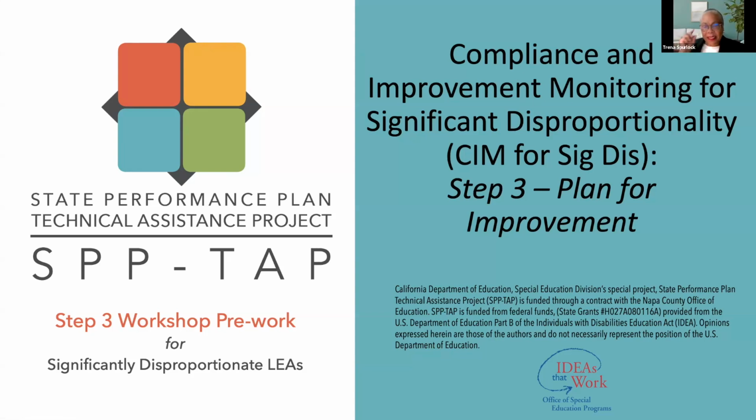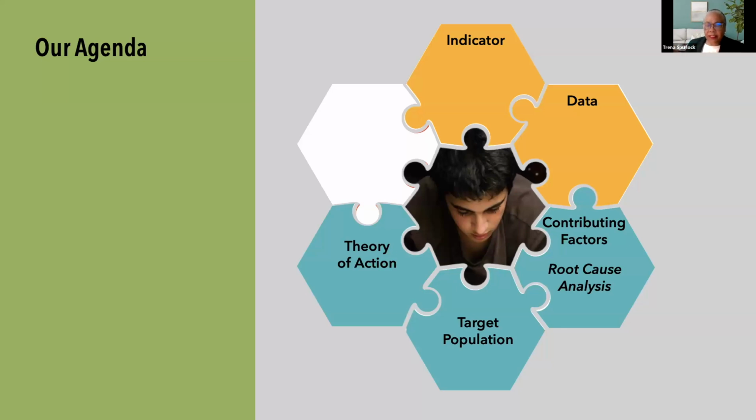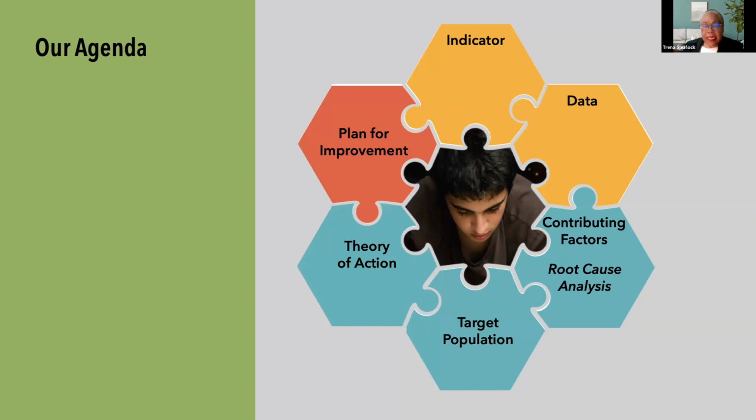Thank you, Susan. During our time together, we will discuss how you will fit the next piece into your puzzle of addressing significant disproportionality. Step 3 is about developing your plan for improvement. Step 3 builds upon both steps 1 and step 2. So all of the work that you did during steps 1 and step 2 are now going to be put into a comprehensive place in step 3.